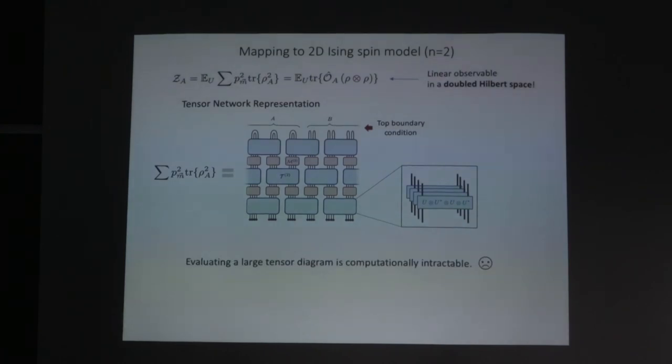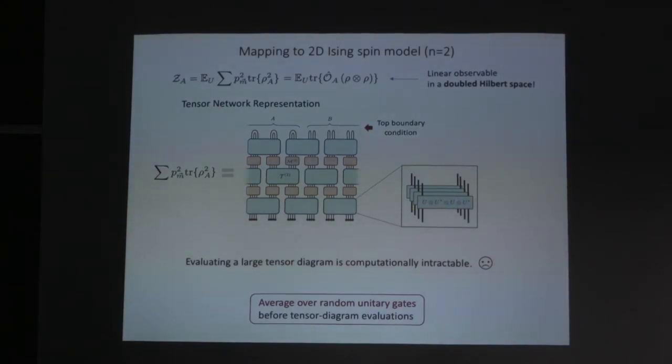Turns out this contraction is computationally very intractable because we haven't done anything. We just drew the diagrammatic representation. The idea is, rather than contracting them, I'm going to perform averaging over all possible choices of unitaries first, and then do the contractions. And the hope is that the averaging process will make it computationally easy to handle.